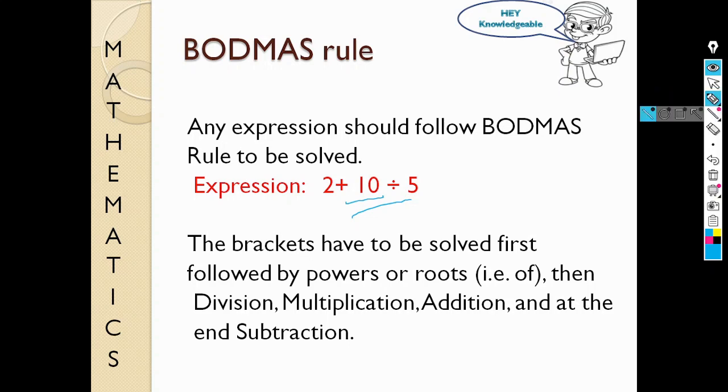So what does the BODMAS rule tell? It tells that the order of the operations should be like this. First you solve the bracket, then you solve order, meaning the exponents and the powers, and after that you solve the division, then the multiplication, after that the addition, and then the subtraction.